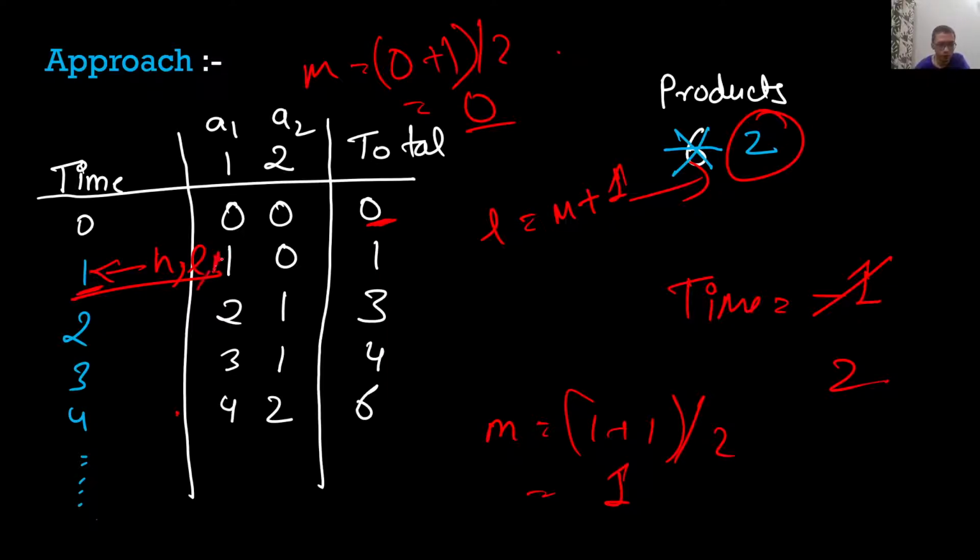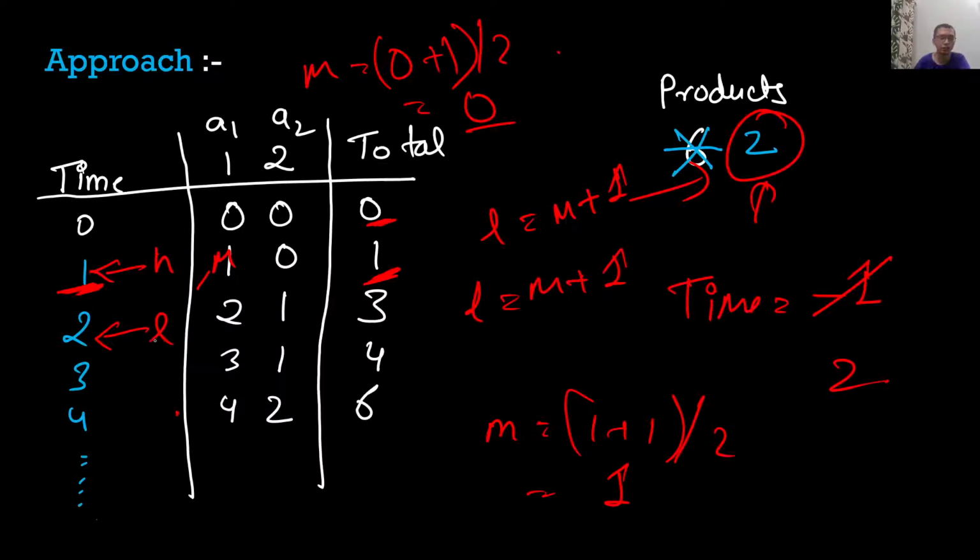So now this is also mid, right? So I'm able to make 1 product after 1 second, right? So again, this is less than what we are supposed to have. So again, what I would do is change my low to mid plus 1, right? And now my low would point to 2, right?